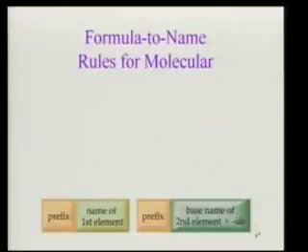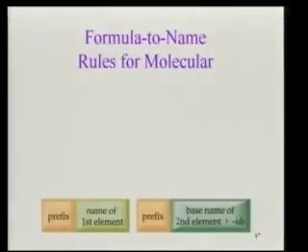Now, you will only use prefixes with molecular compounds. You will not use prefixes in ionic compounds. Understand that, because people try to do that. If you see FeNO3 in parentheses 3, like we saw a minute ago, that's iron 3 nitrate. That's not iron trinitrate. If you were in chemistry, that would sound foolish. Okay? It's iron 3 nitrate.